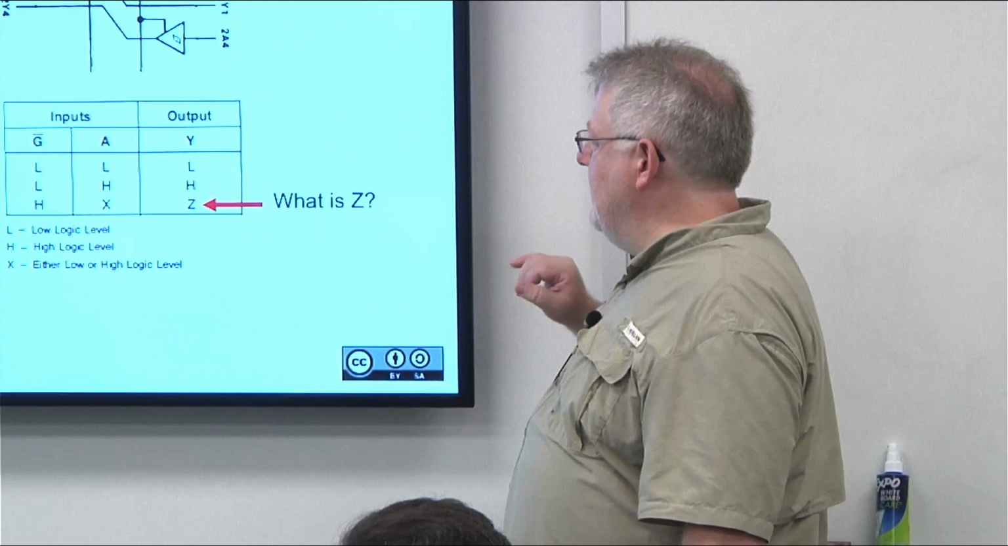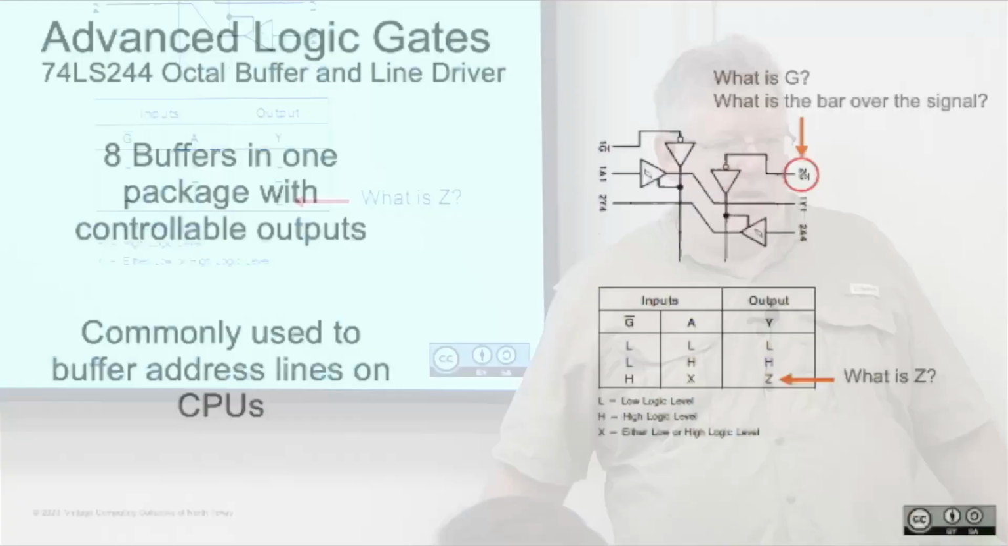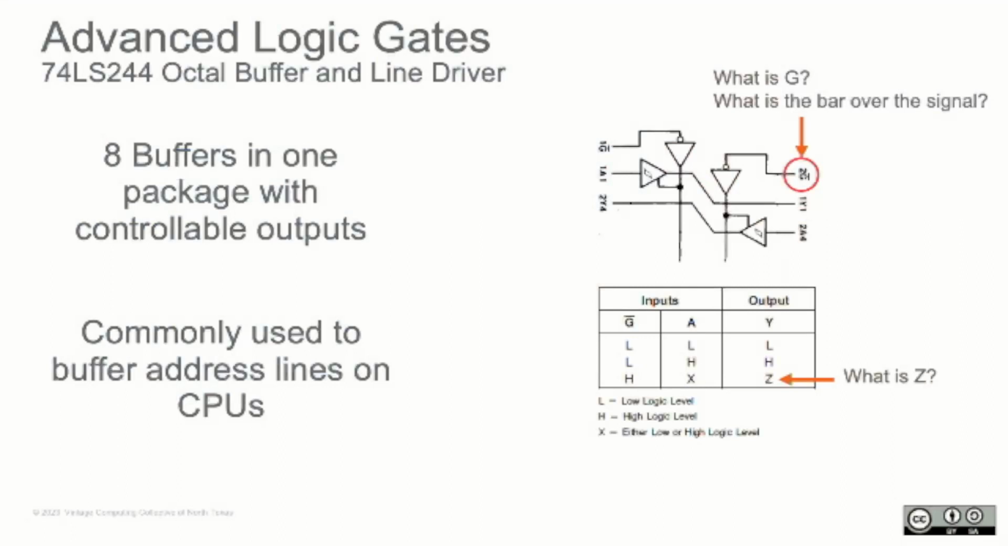If the enable is high, we have an X. We don't care. But what does the Z mean? High impedance. That means the chip goes hands off the bus. It goes high impedance, so it doesn't represent an input load or an output load on the bus. Kind of like a disconnect? Yeah, kind of like a disconnect.